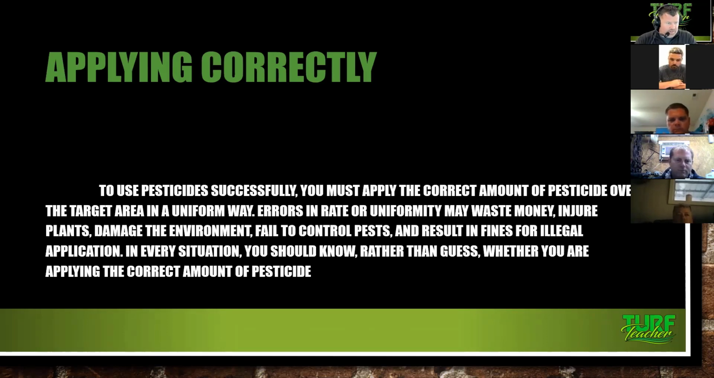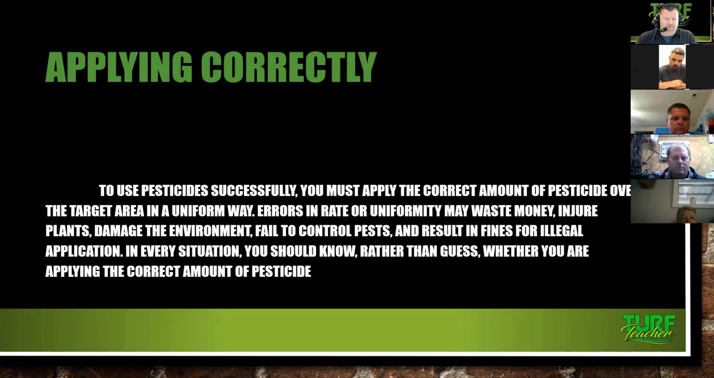So we may have an inspector show up, start asking us questions. If we don't know, we don't act like we know what we're talking about and being able to state the correct amount that we're using, they might get a little upset and start investigating more and realize we do not know what we are doing. And so you should know rather than guess whether you are applying the correct amount of pesticide.